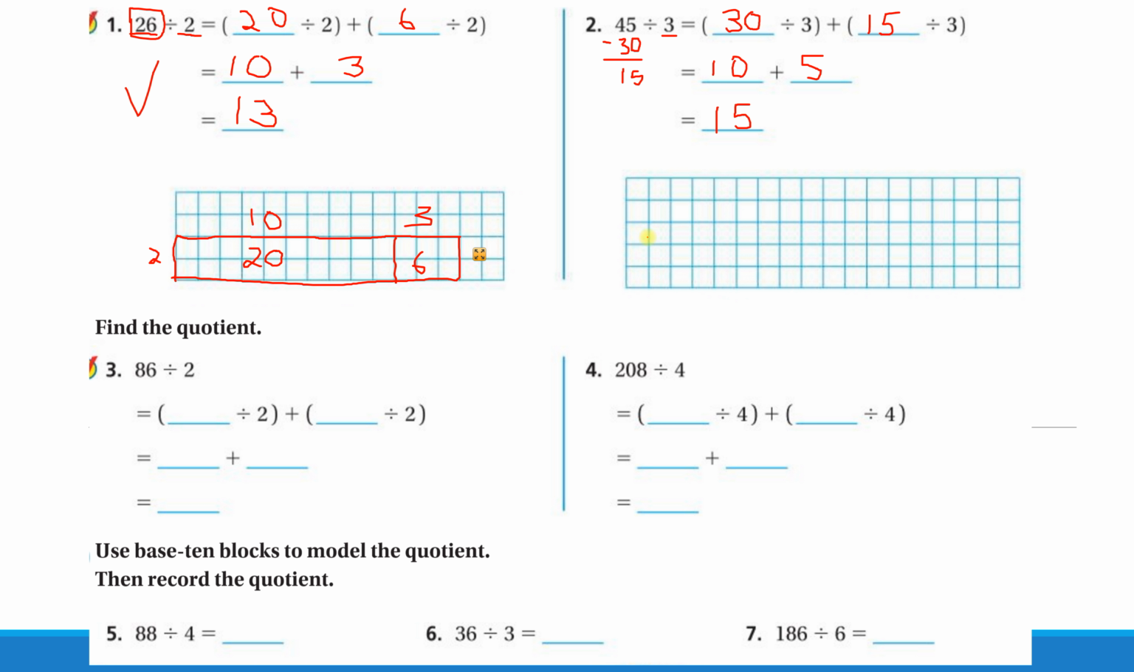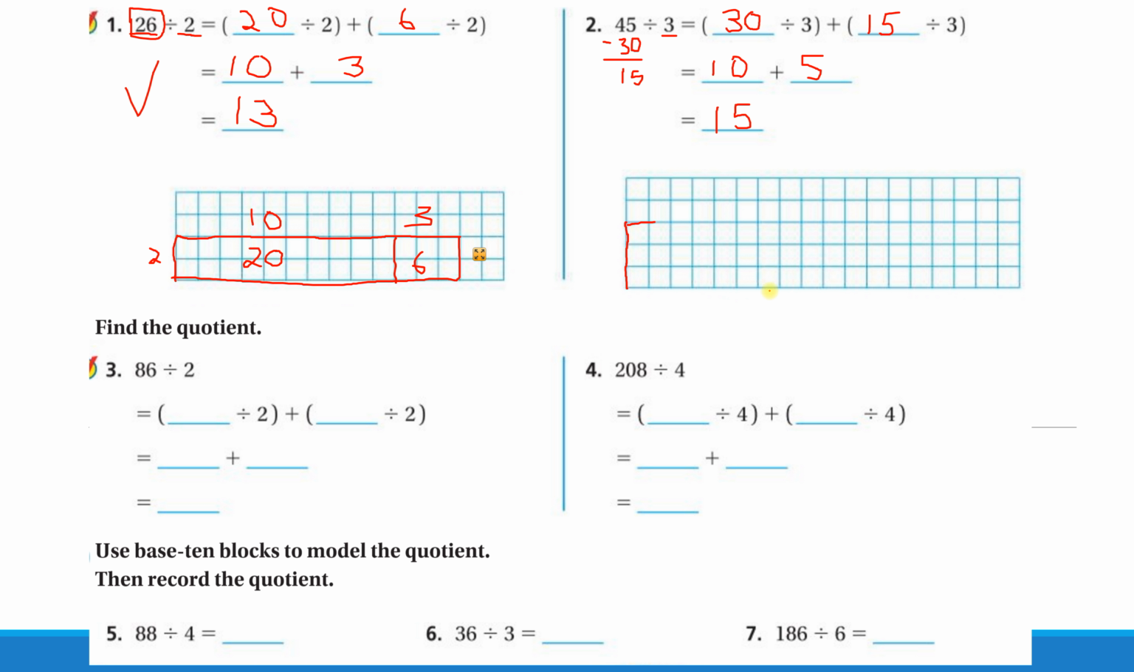If I wanted to model that, again, my divisor tells me how big my columns are going to be, 3, and I keep counting columns until I get to 45 total cubes. So 3, that's 3 cubes, 6, 9, 12, 15, 18, 21, 24, 27, 30. Okay.